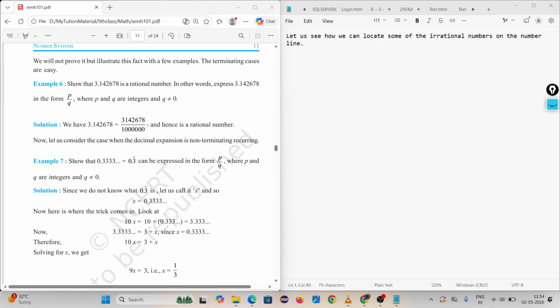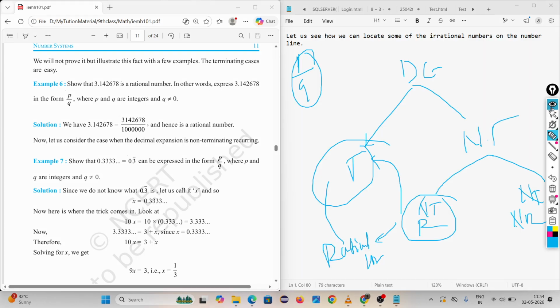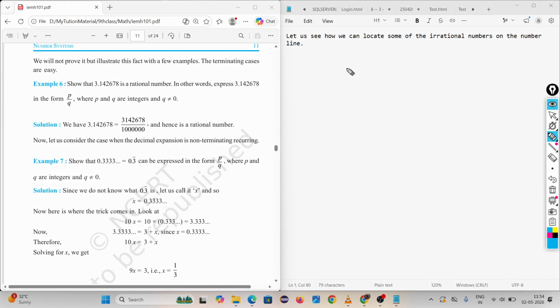We will not prove it all, but illustrate this fact with a few examples. The terminating cases. I'm telling you that a terminating decimal is a rational number, and a non-terminating recurring decimal is also a rational number. Then what are the three characteristics to know whether the given number is rational or not?